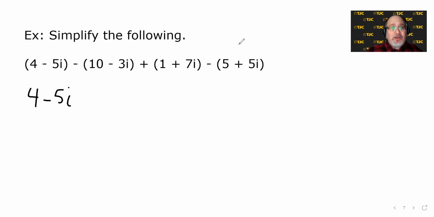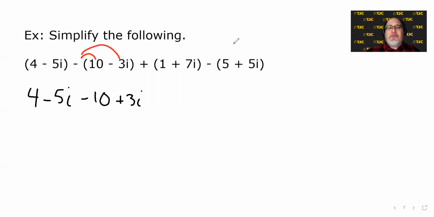The second complex number, 10 minus 3i, is preceded with a minus in front of its parentheses. That minus will get distributed and change the sign of the 10 and the sign of the minus 3i. So the positive 10 becomes negative 10, and the negative 3i becomes positive 3i.